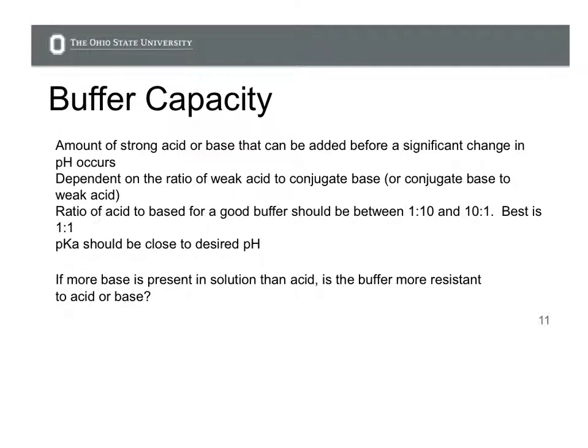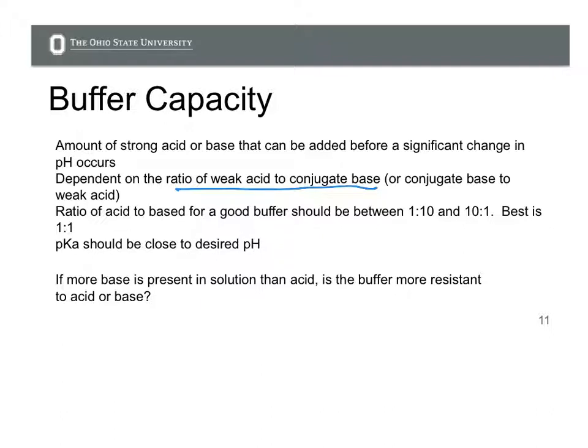There's a property of buffers that's called the buffer capacity, and it's just the amount of acid or base that can be added before there's a large change in pH of the solution. It's dependent on a number of things. It's dependent on the ratio of weak acid to conjugate base, or weak base to conjugate acid, I guess is better to say.